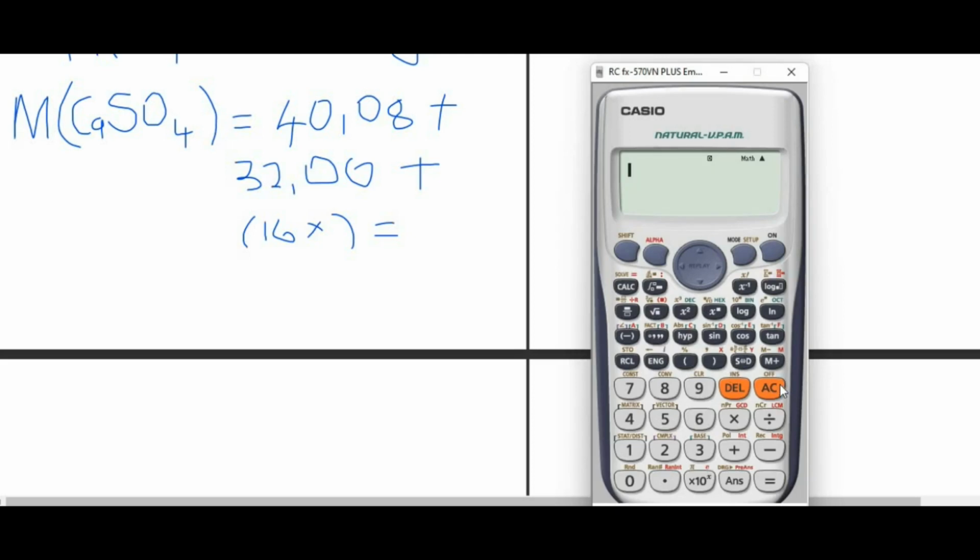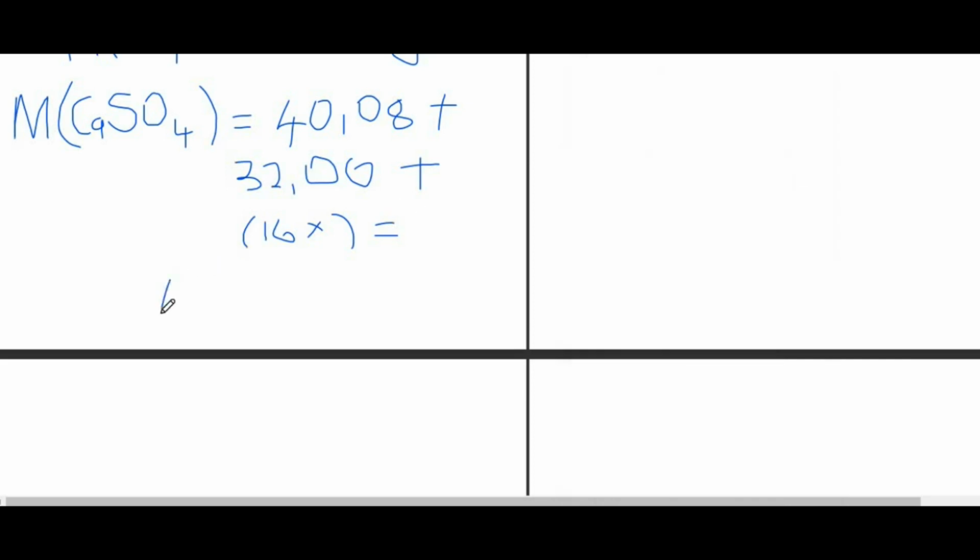So you say, I have 40.08 plus 32.06 plus, but now I open a bracket, it's 16 multiplied by 4, bracket closed, and you say, how much is that? And then you change here from the fraction to decimal by clicking that button, and you get a value of 136 point something. Let me check. 0.86 grams per mole.